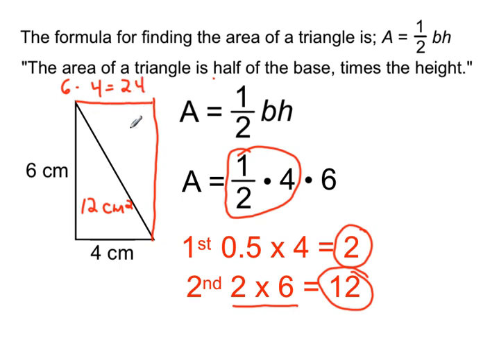But we don't want a whole rectangle. We only want half of a rectangle. And half of 24 is 12. And that's why we start out multiplying by a half. And then we do the rest of the math, okay? Because we're only going to want half of base times height. All right? So, anyways, why don't we try some example problems now?